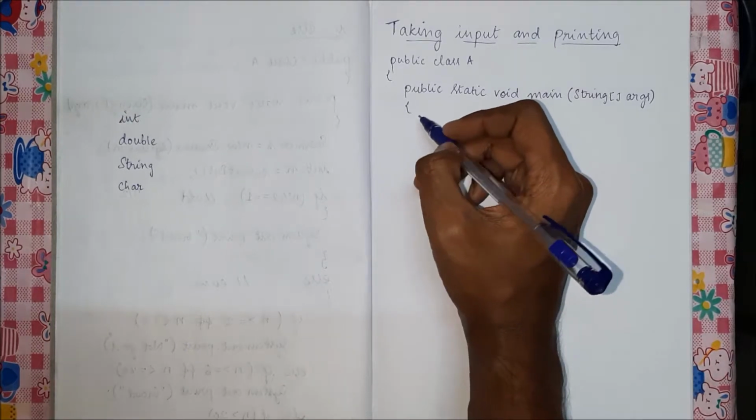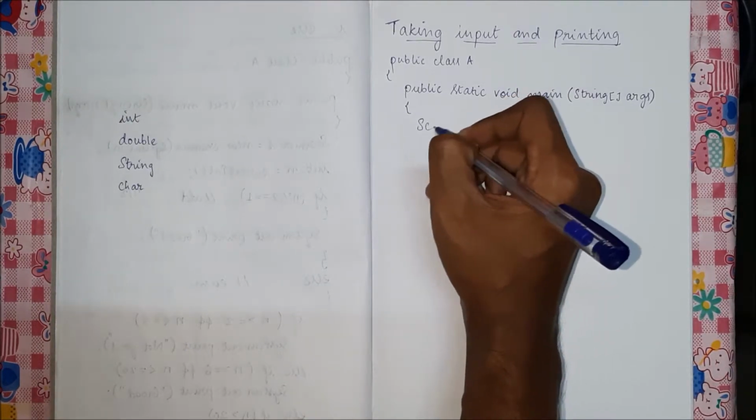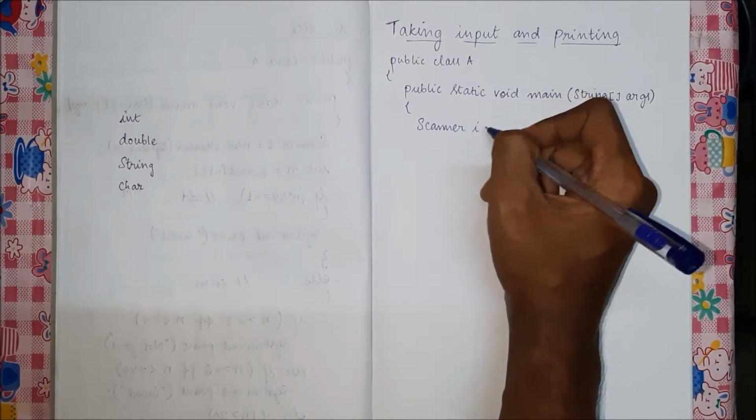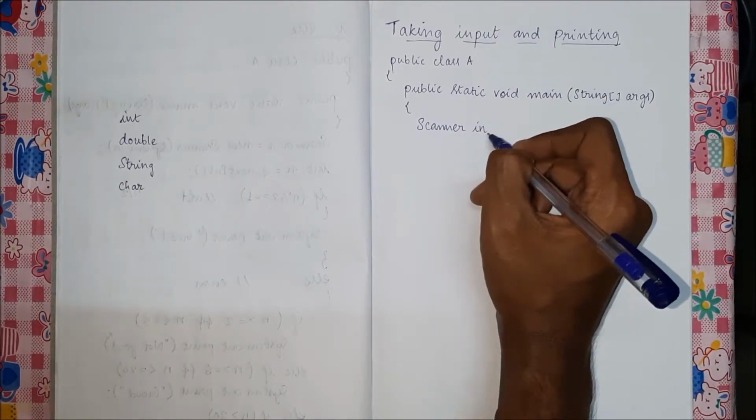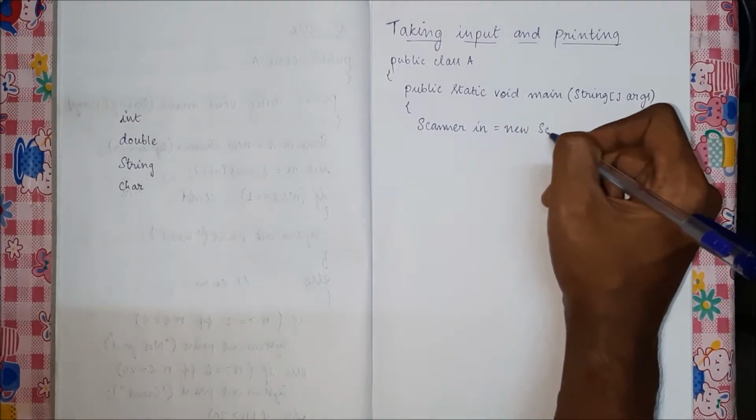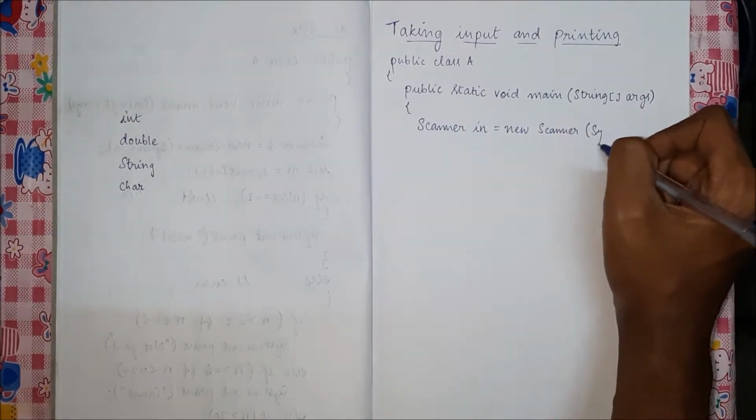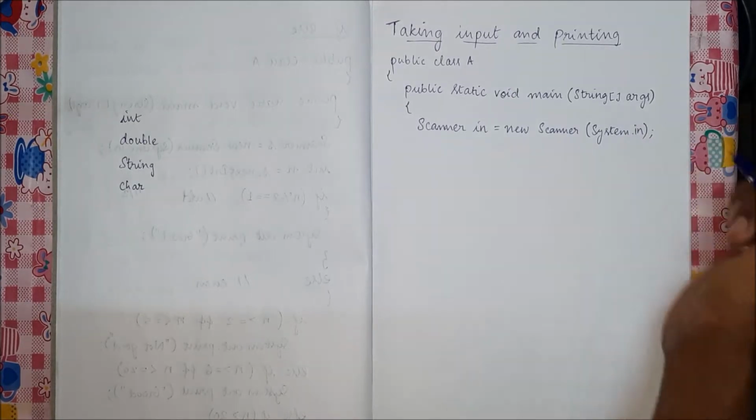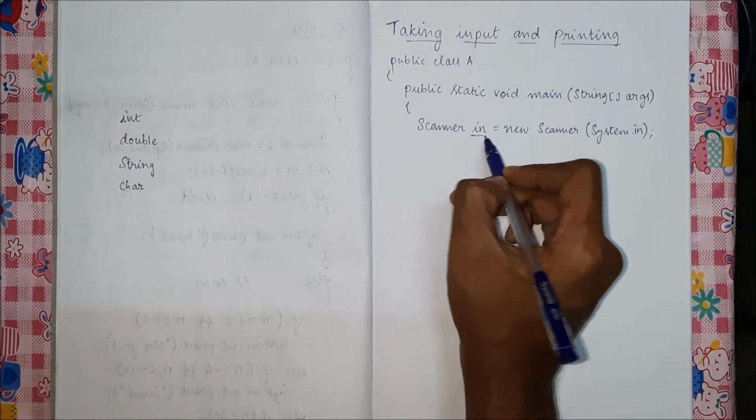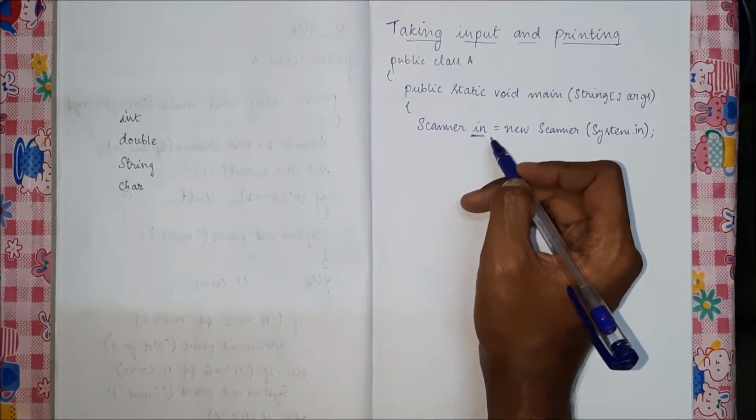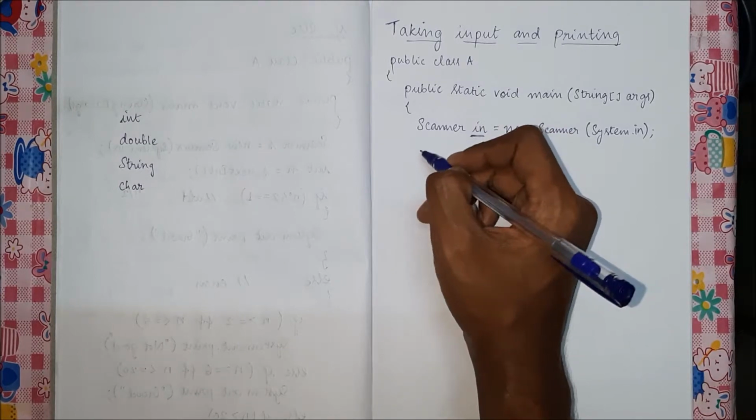So I'm going to use scanner object to take my inputs. So we'll create scanner object, say Scanner in equal to new Scanner(System.in). So we have created a scanner object, and using this object we can take input.